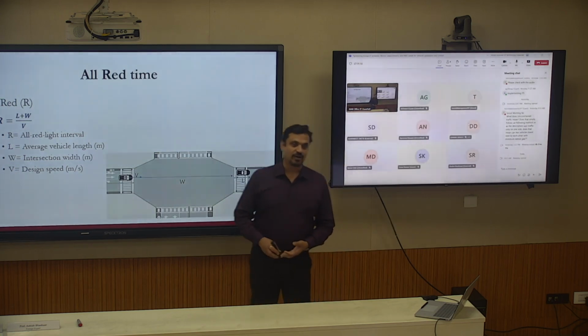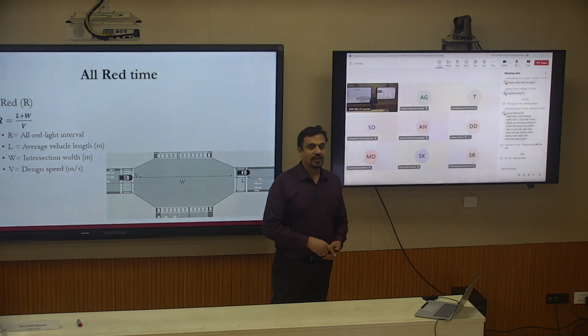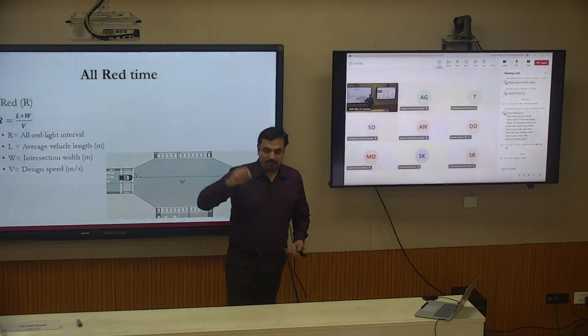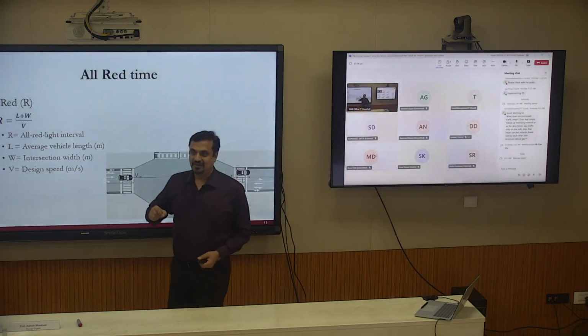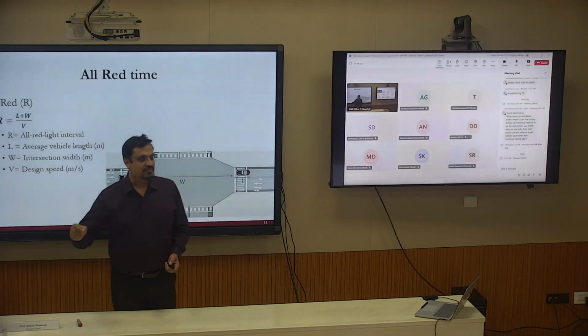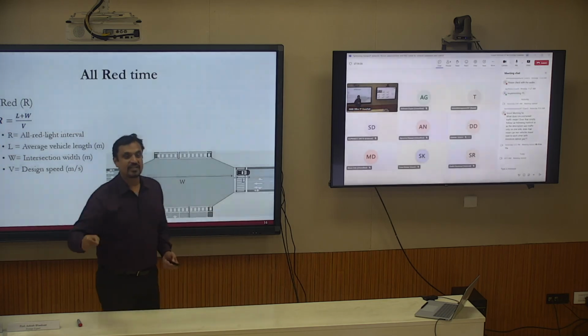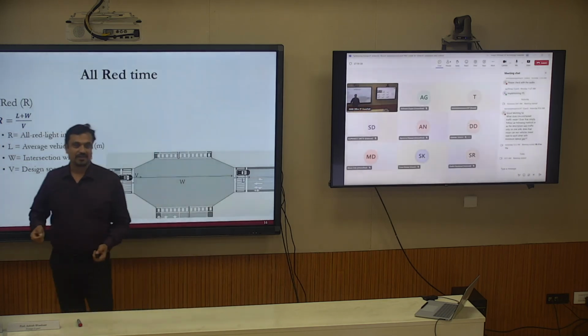or even 2 seconds can be the all red time. So again, at the end of the day these are the parameters specified by the engineer, subject to the constraints or the policy of that jurisdiction.